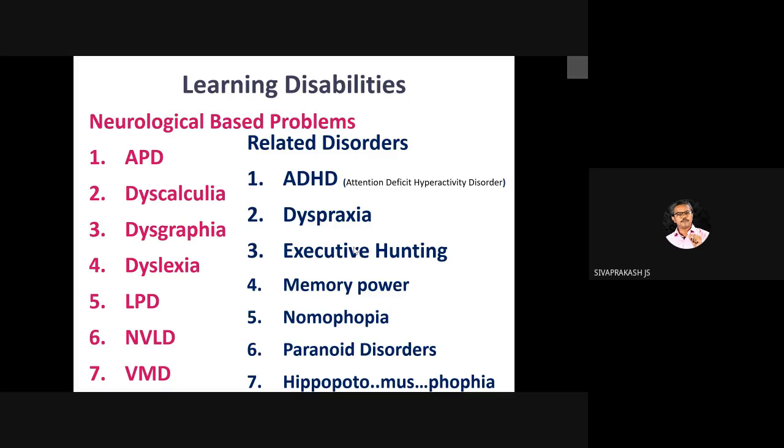Next dyslexia. The fourth one is dyslexia, which means reading and language based learning disability. So dyslexia is reading and language based disability. LPD is language processing disorder, right? It is also called APD. The other way, APD can be treated along with LPD. Auditory processing disorder. LPD means language processing disorder.